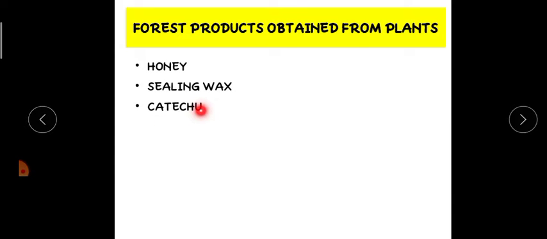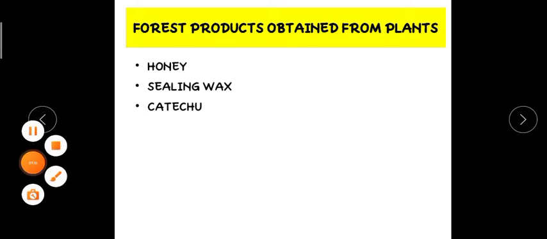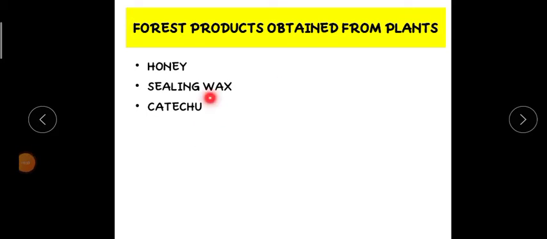Next, kateku. Let us know what is kateku. Kateku is a substance which we generally use to light. When we light kateku, what happens? Smoke comes out. This smoke is used as a repellent for insects, and we use kateku for different types of insects. This is a type of solid substance which you will burn, and from that smoke will come out.